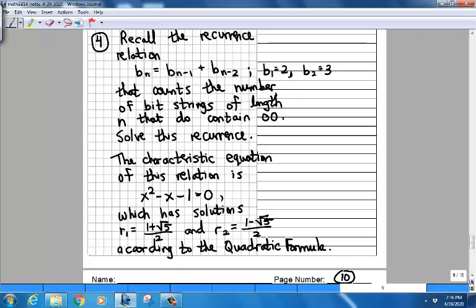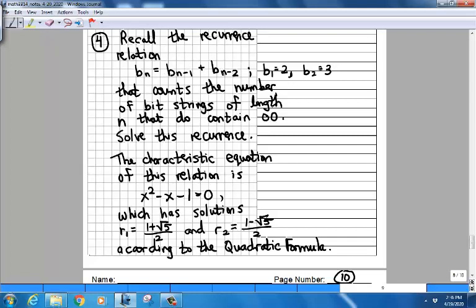So b sub n equals b sub n minus 1 plus b sub n minus 2, with initial conditions b sub 1 is 2 and b sub 2 is 3. This recurrence relation counts the number of bit strings of length n that do not contain 0, 0. We had this in the notes last time, developing this recurrence relation, and so I want to use it again and solve it, because this is a second order linear homogeneous recurrence relation. It's actually a Fibonacci recurrence relation, and so I want to talk about how we can convert that to a non-recursive formula.